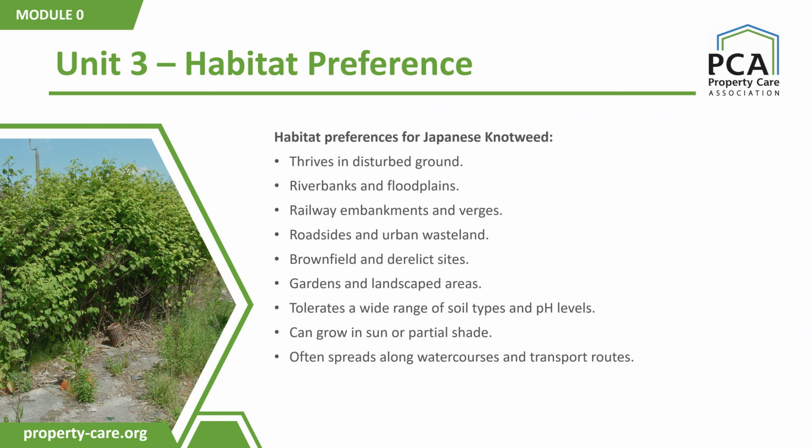Railway embankments and verges are another hotspot. The loose, well-drained soils created during construction are perfect for knotweed growth, and rail transport can move contaminated soil or plant fragments over long distances. Roadsides present a similar opportunity, with roadside maintenance work often disturbing soils and allowing propagules to establish.